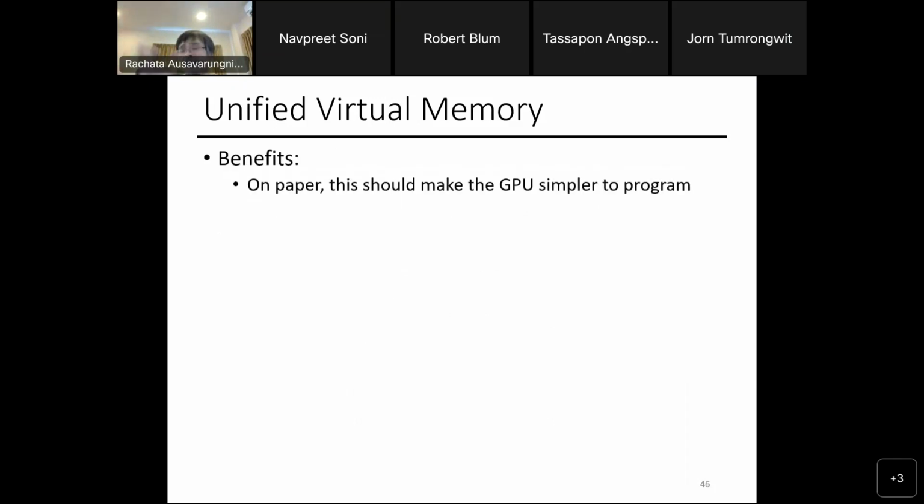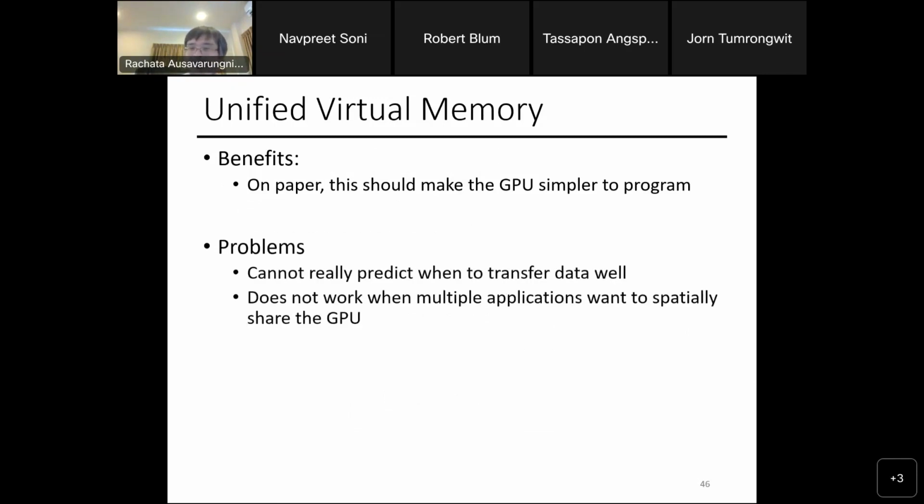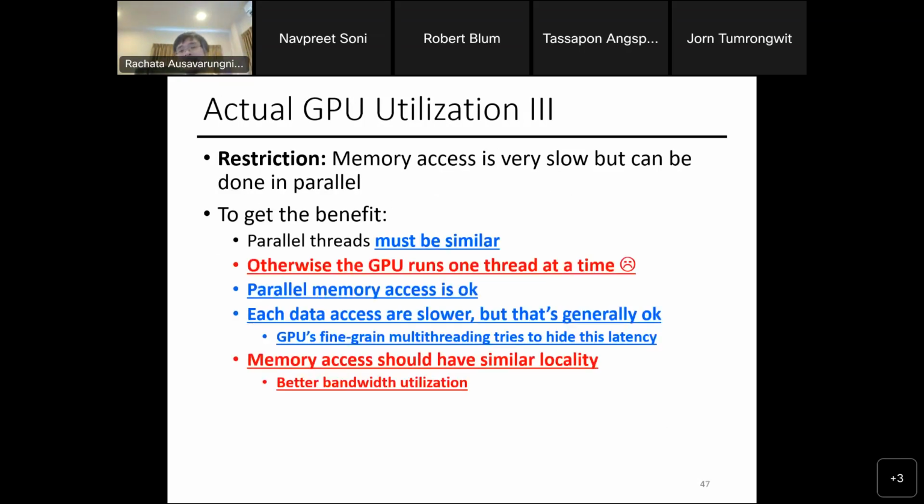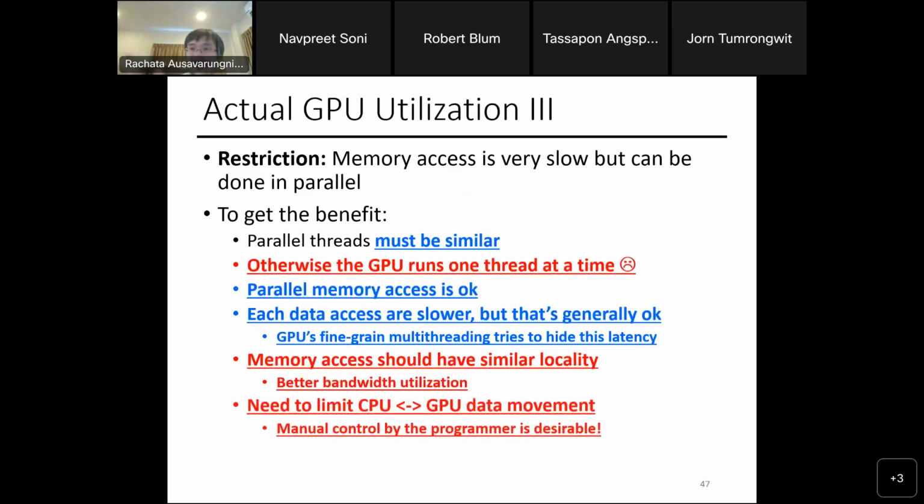But again, the benefit on paper is really good. It makes the GPU simpler to program. You only have to worry about things like segfaults and not the data transfer. But the problem is now performance is a problem. You cannot predict when to move the data in. It doesn't work when multiple applications want to share the GPU. It can also lead to lower performance. So making this work is still an active area of research. The last thing, to get the most use out of the GPU, is you also want to make sure you limit the data movement between the CPU and the GPU.